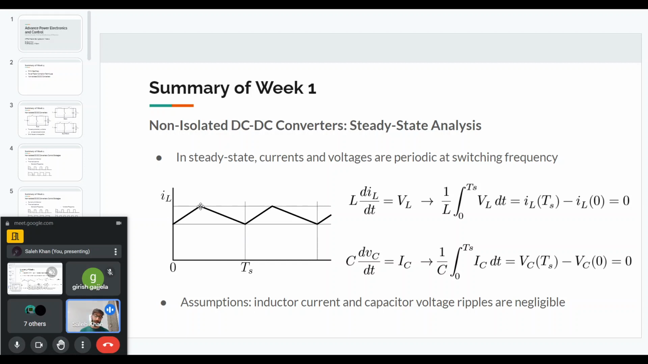And when we do the steady state analysis, we will assume that this ripple is very small, so that I can just say the inductor current is equal to an average value. That average value will be just in between this waveform, and when I do the analysis, I will take the average value instead of the ripple. Similarly, for capacitor voltage, I will take the average value of the capacitor voltage, even though the capacitor voltage will have some ripple. The capacitor voltage will have some minimum, and then it will go to a maximum, and then again come back to the minimum point.